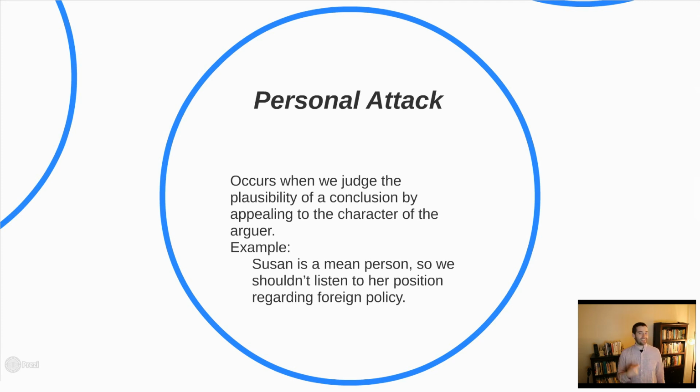A good way to test for this in your own mind when you hear an argument is say, would I reject this argument if someone else were making it? Right? Or would I accept this argument if someone else were making it? If your view of the plausibility of the argument is overly influenced by the individual making it, as opposed to the evidence they present, or the assumptions of the argument itself, then you're probably making some degree of a personal attack fallacy.